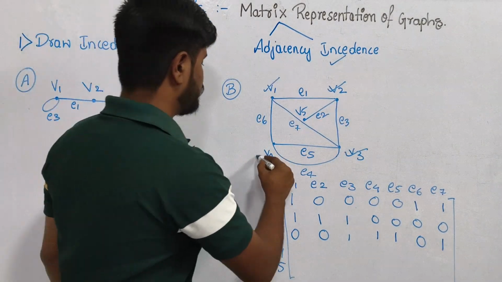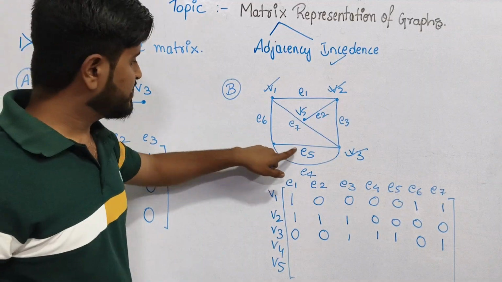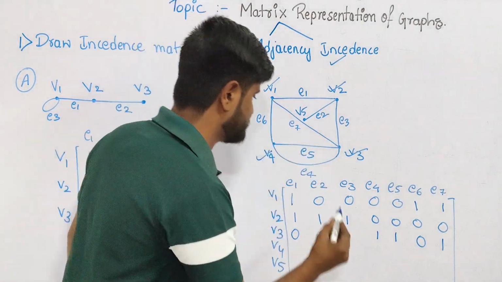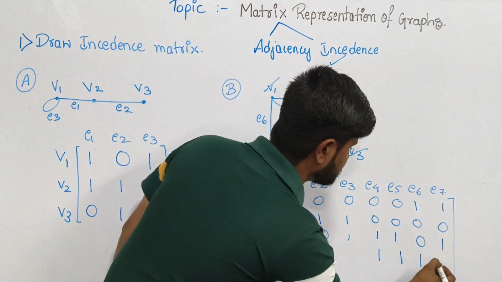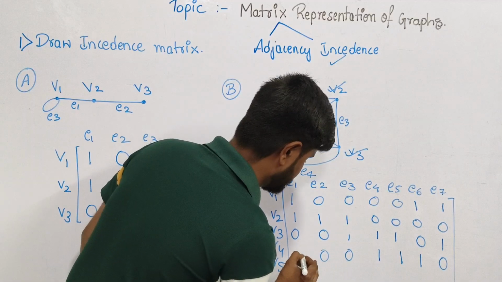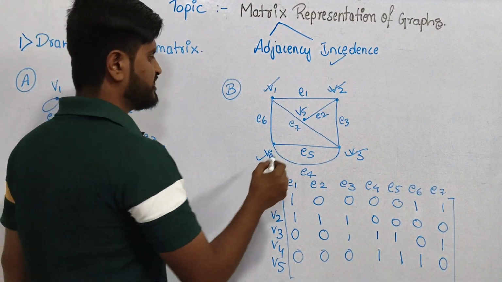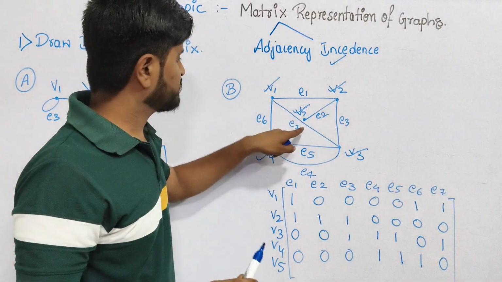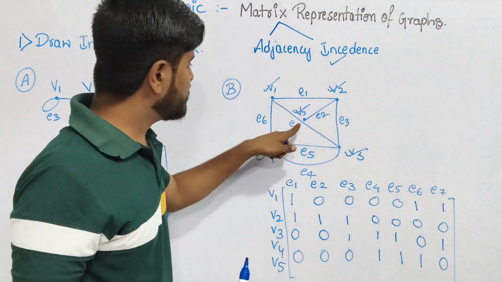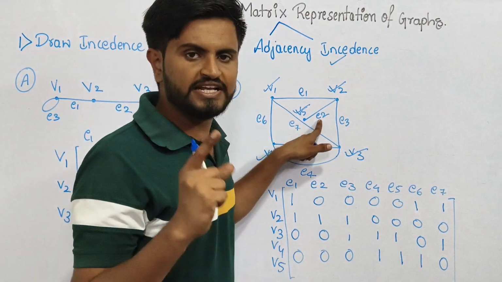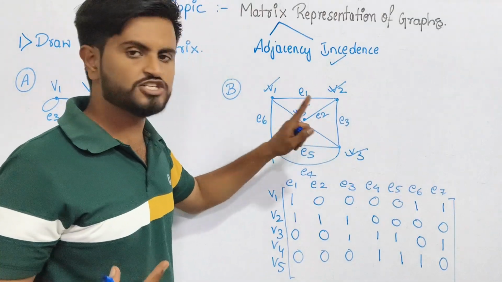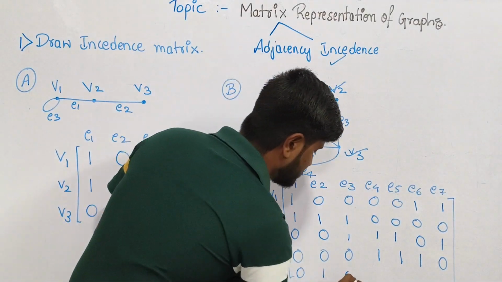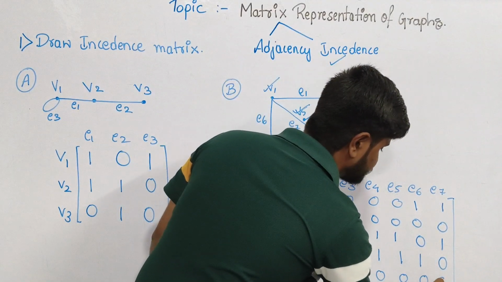Now V4. V4 has direct connection with edge 4, edge 5 and edge 6. So 4, 5 and 6 will get 1 and all others will get 0. Now V5, only one vertex is left. V5 is not touching E7. V5 has only one direct connection, with edge number 2. So write edge 2 as 1 and all others will get 0 as their values.